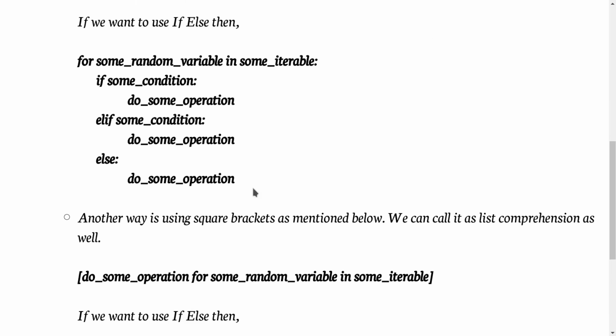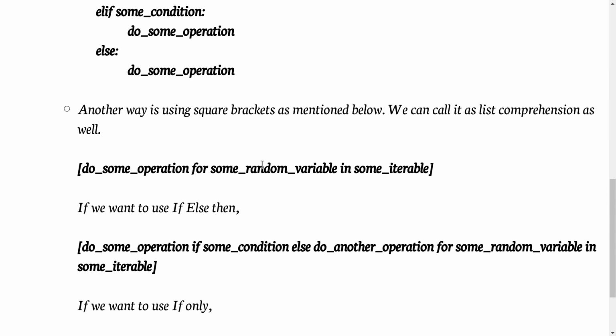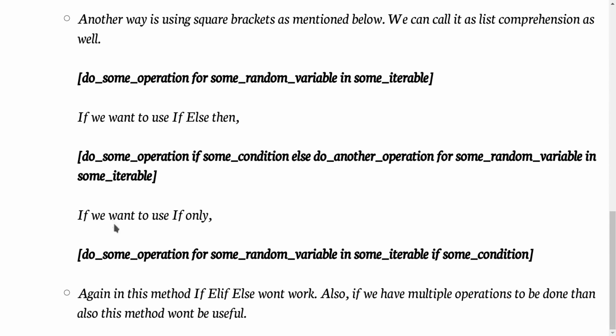Another way of defining a for loop is using square brackets as mentioned over here. We can call it list comprehension as well. In this case, the for loop will be defined like: do some operation for some random variable in some iterable. If you want to use if else, then it will be like: do some operation if some condition, else do another operation, for some random variable in some iterable. If you want to use if only, in that case it will be like: do some operation for some random variable in some iterable if some condition. Again, this list comprehension method won't be useful if we want to use if, elif and else. Also, if we have multiple operations to be done, then this list comprehension method won't be useful.